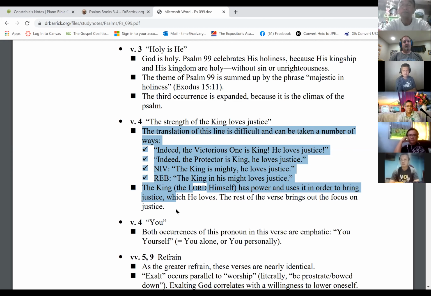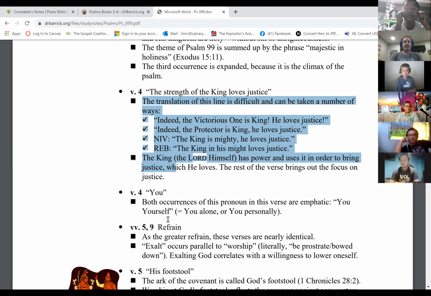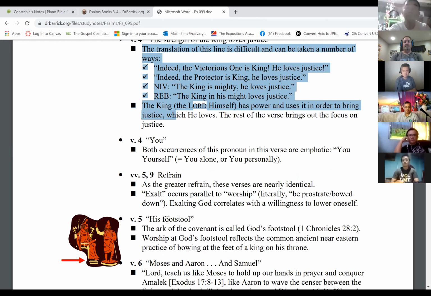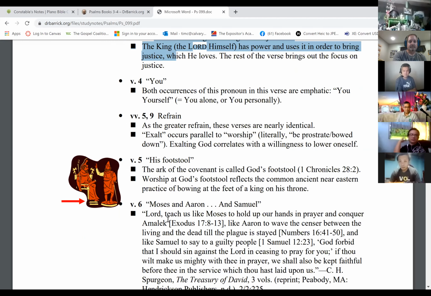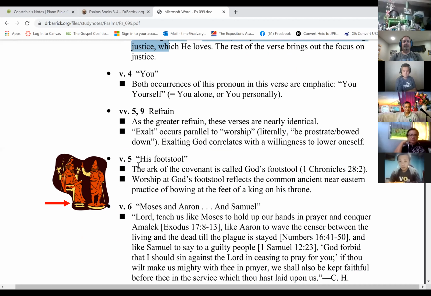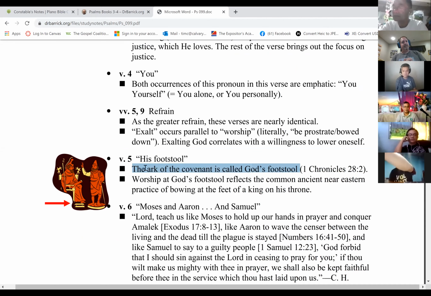Like verse 3 here, the comments, I just skim those. But verse 4, I pay a little more attention to. Okay? And so I just go through. And notice, here's another thing, that verse 5, his footstool. And here, I'm curious, okay, what does Dr. Barrick have to say about that? I studied footstool. He says the Ark of the Covenant is called God's footstool. Worship at God's footstool reflects the common ancient Near Eastern practice of bowing at the feet of a king on his throne. All right? So again, I'm very interested in footstool. I did a little study of my own. What does he say about that?